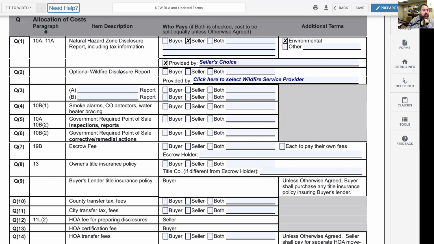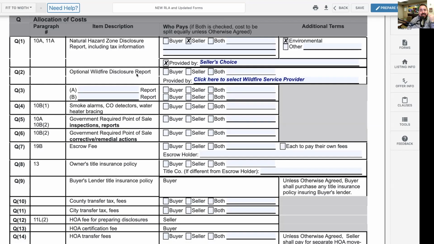Okay. This optional wildfire disclosure report is exactly what it says. It is optional. It is not the fire hardening disclosure. My mind just went blank on what it's called. Anyway, it's not that. That disclosure is required. The fire hardening disclosure is required if on your NHD report it says the property is in a high or very high fire zone. It is also a disclosure that can be made if the seller chooses to make it, even if this NHD report doesn't say they're in a high fire zone. This is something completely different.